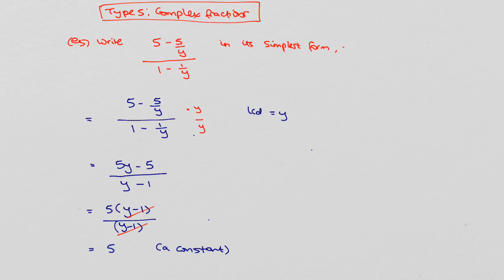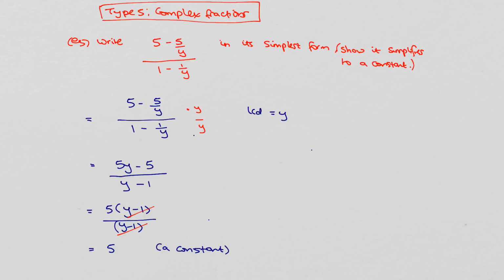And it might even say, show it simplifies to a constant. Okay, so that's often a little add-on, and then you would say 5 is a constant. Done.